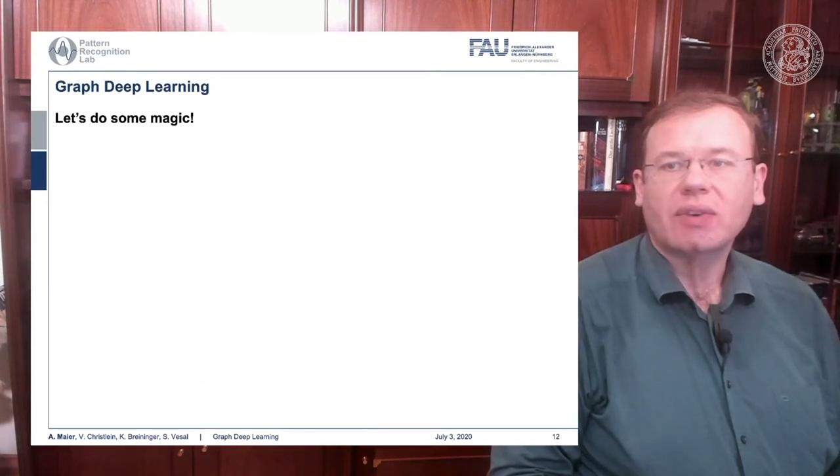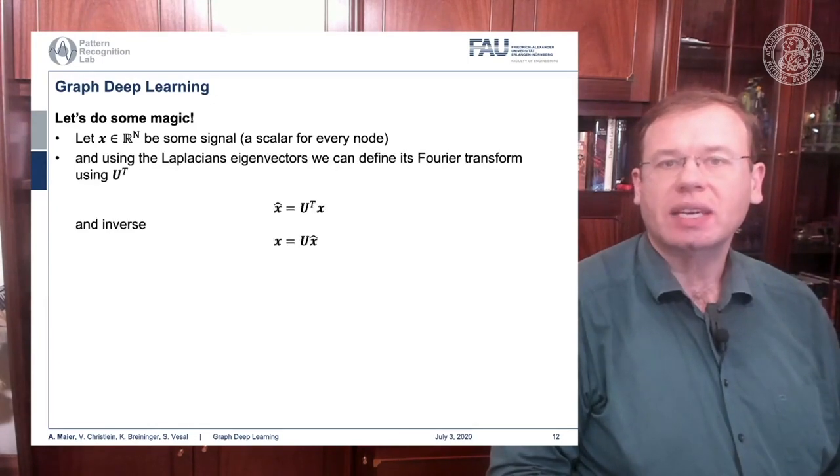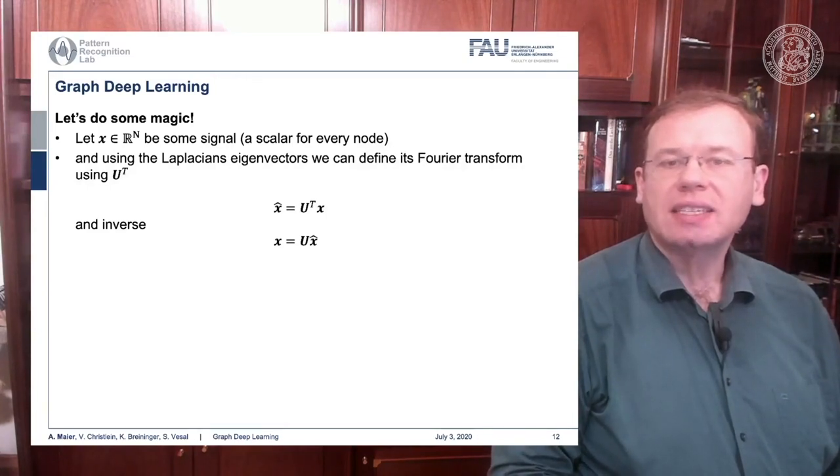So let's continue with our matrix, and now let X be some signal, a scalar for every node. Then we can use the Laplacian's eigenvectors to define its Fourier transform. And this then is simply X hat, and X hat can be expressed as U transpose times X. Of course, we can also invert this, and this is simply done by applying U. So we can also find for any set of coefficients that are describing properties of the nodes the respective spectral representation.